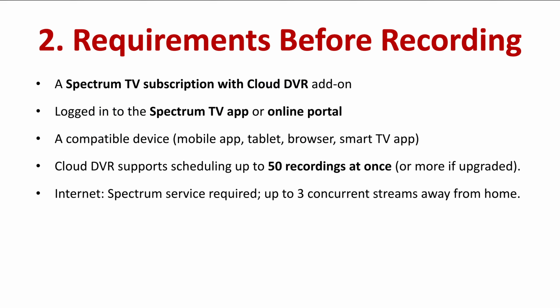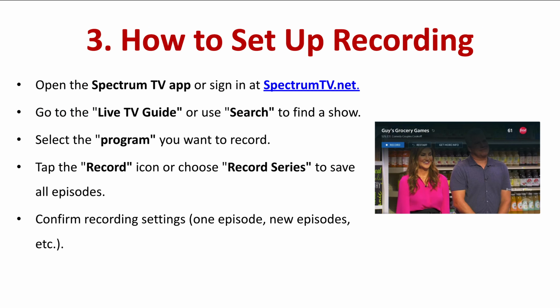Second one is requirements before recording. A Spectrum TV subscription with cloud DVR add-on. Logged in to the Spectrum TV app or online portal. A compatible device like mobile app, tablet, browser, smart TV app, etc. Cloud DVR supports scheduling up to 50 recordings at once, or more if upgraded. Then Spectrum internet service is required, with up to 3 concurrent streams away from home.